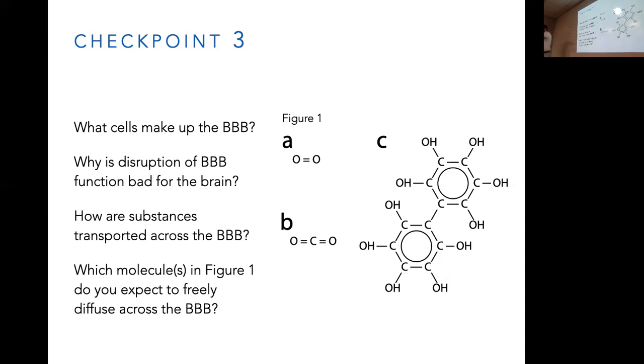The tight junctions keep stuff out. Do we want to keep everything out? I see a no. What might we want to bring in? Not blood. Maybe ethanol. Sure. So there are some things that we do want to get through.